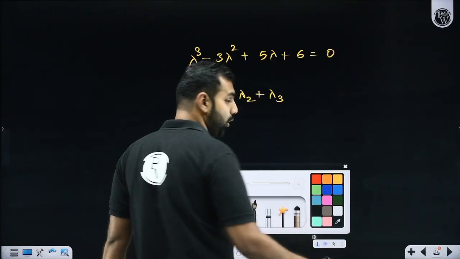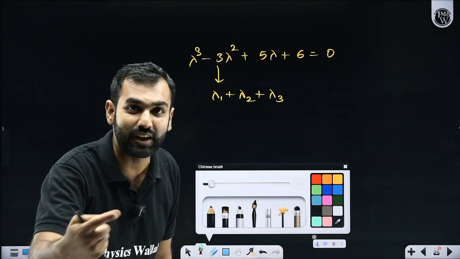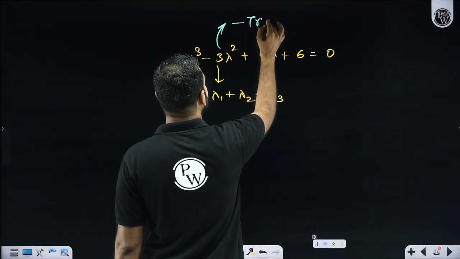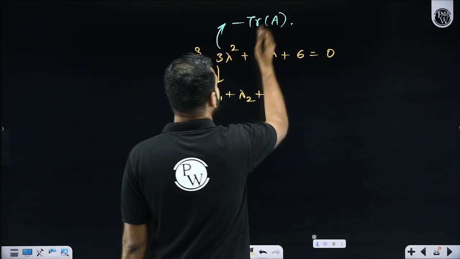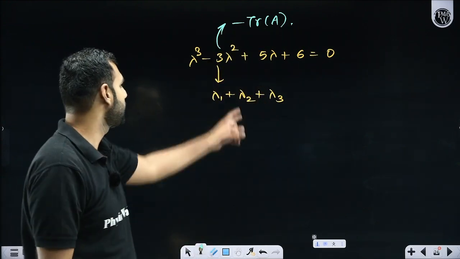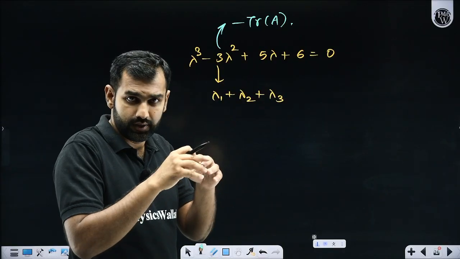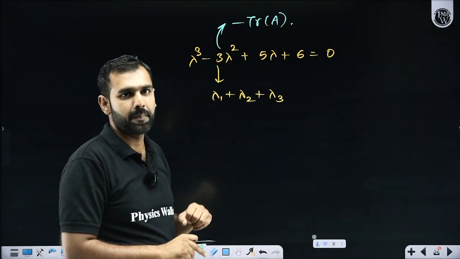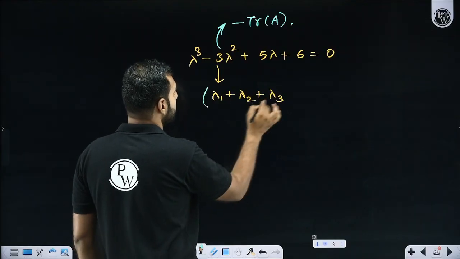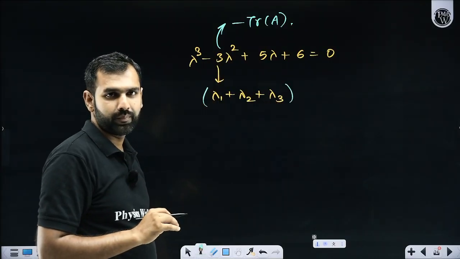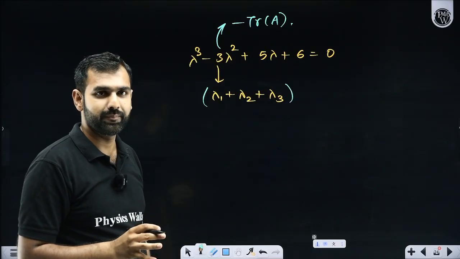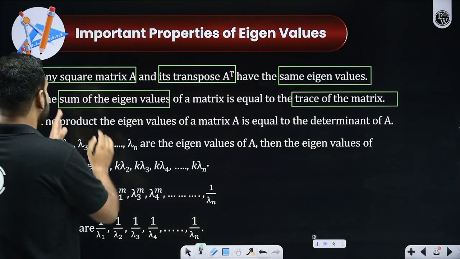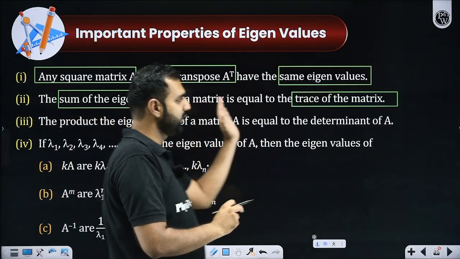But always remember the short trick we have discussed for creating the characteristic equation of a matrix. Here you will always write the trace of that matrix into lambda raised to the power n minus 1. So if it is cubic, it will be 2; if it is a 2 by 2, it will be power 1 here. This will always be the trace of A. So I hope this part is logically understood by you all: the sum of the eigenvalues of a matrix is always equal to the trace of the matrix.